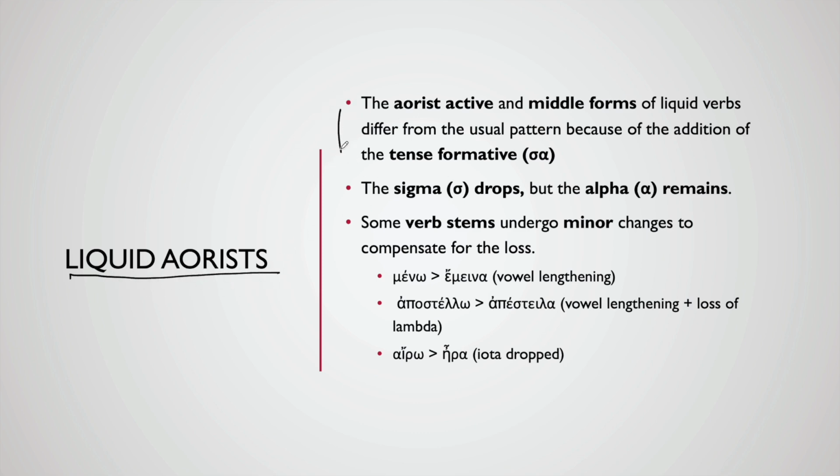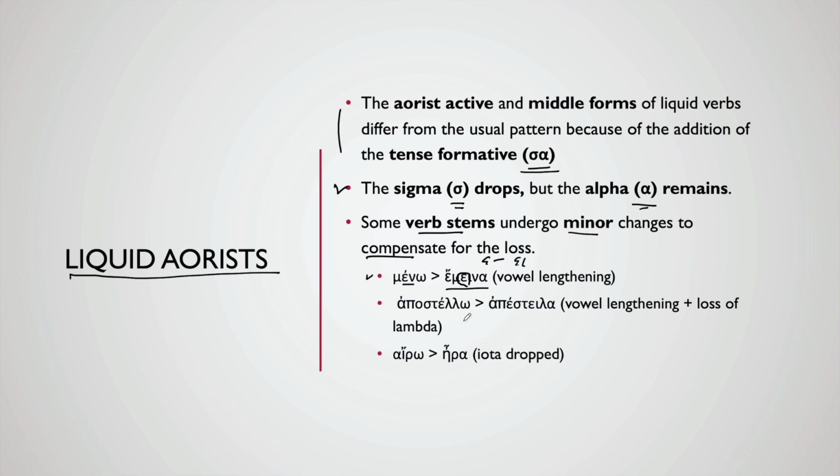So the aorist active and middle forms are a bit different because of, again, the tense formative sigma alpha. The sigma drops off, but the alpha remains. Okay? And that's the big thing that happens. Furthermore, some verb stems undergo minor changes to compensate for the loss of the sigma. For instance, μένω in the first aorist form is ἔμεινα. Notice the lengthening here. The epsilon lengthens to an epsilon iota.